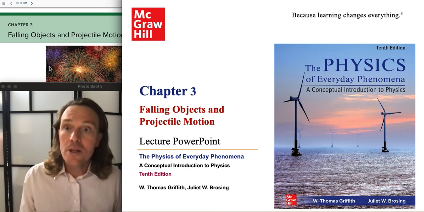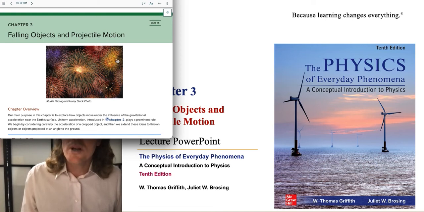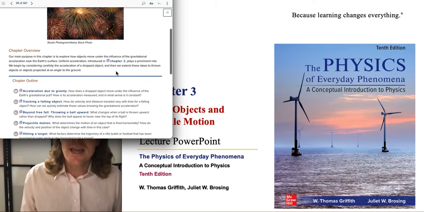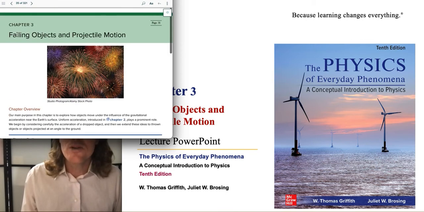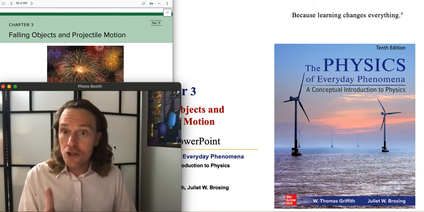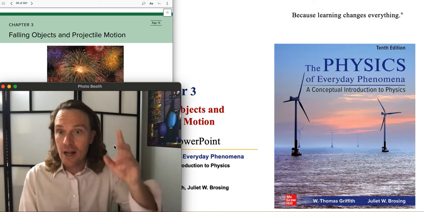Okay, so now let's get into what this chapter is all about. Let's go ahead and take a look at the textbook. Up here we can see that this is Chapter 3, starting on page 35. We have an overview of this chapter and a title which says it's about falling objects and projectile motion. Falling objects are one-dimensional motion because falling means straight up or straight down.